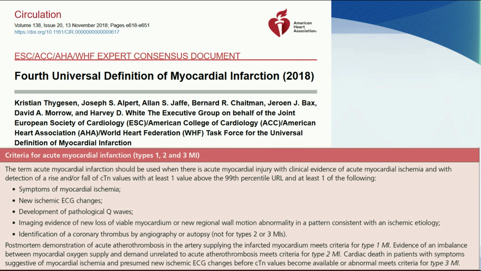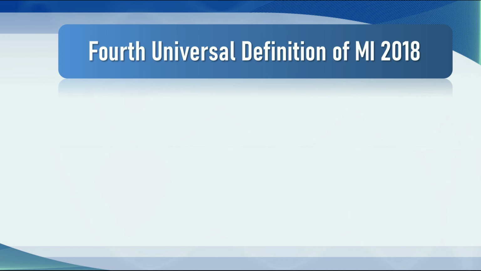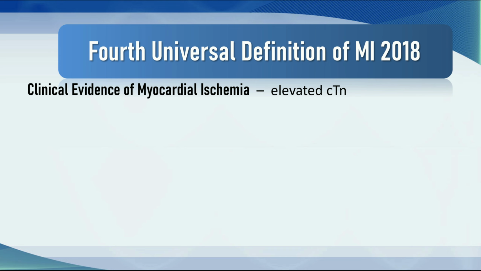The current definitions of myocardial infarction come from a consensus conference in 2018, the so-called Fourth Universal Definition of Myocardial Infarction. Summarizing these definitions, we start with clinical evidence of myocardial ischemia characterized by elevated cardiac troponin. Be aware that troponin accumulates in acute kidney injury, so a high troponin does not always mean acute coronary insufficiency.